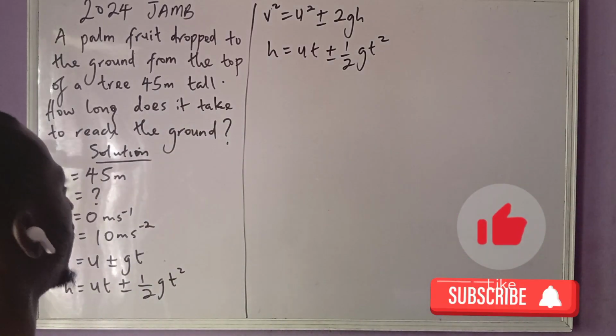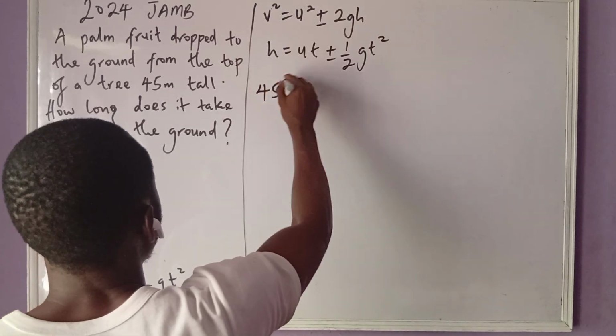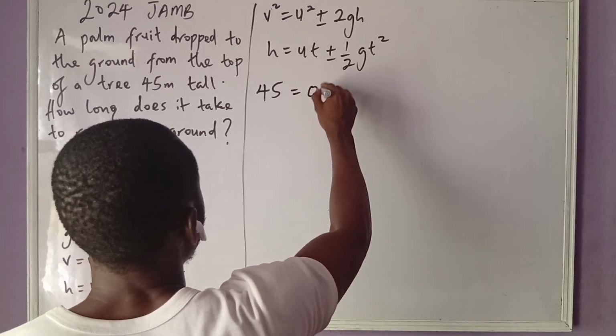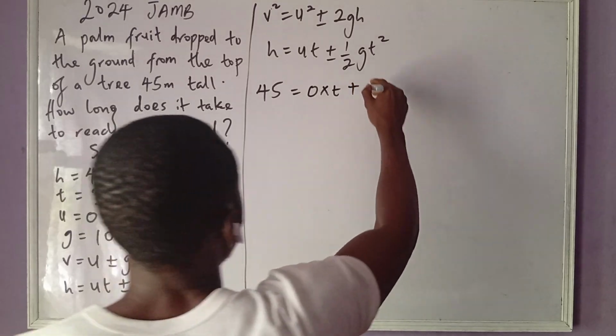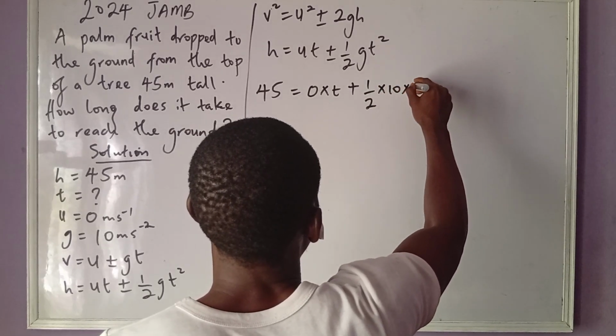From this equation, the height is 45 meters, so where we have height, we write 45. Where we have initial velocity u, we put 0 multiplied by time plus 1 over 2 times 10 times t square.